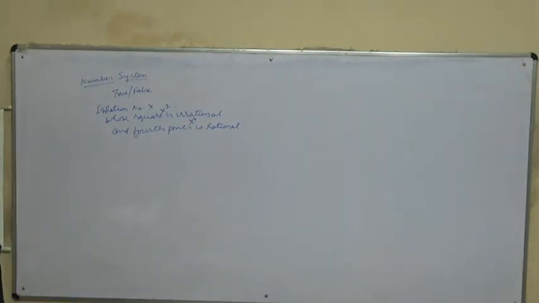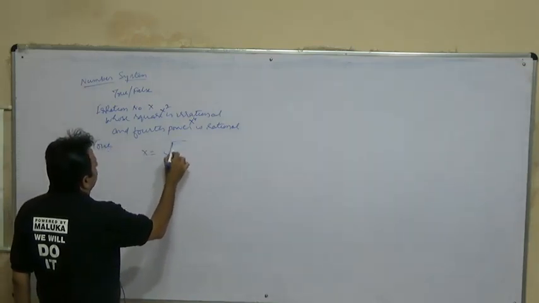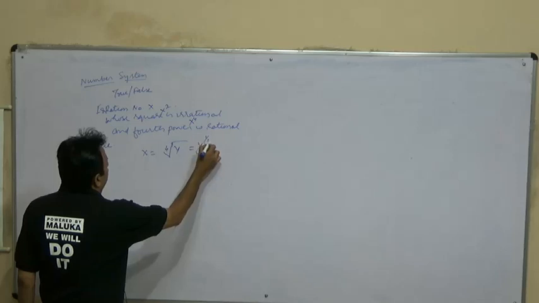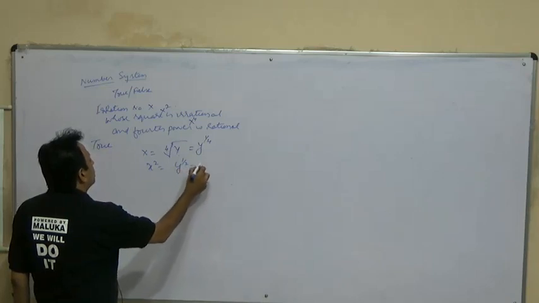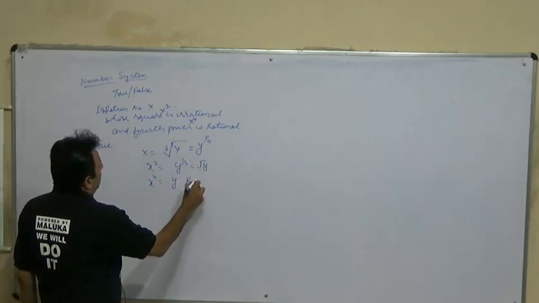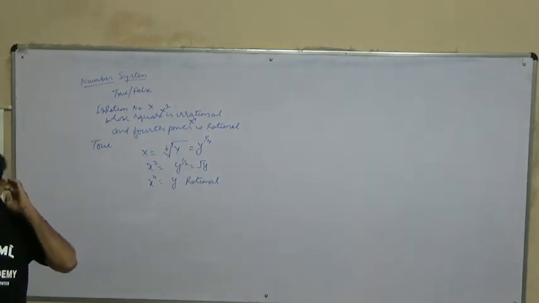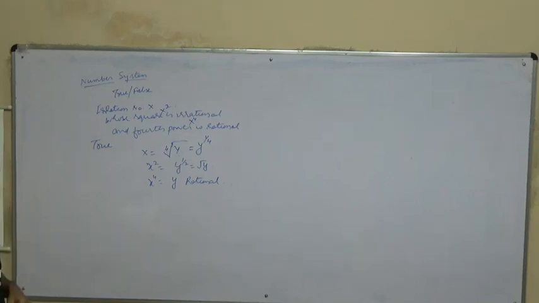So yes, there is a number, so this is true. Which is that number? Let x be the fourth root of y, that is y raised to power 1 by 4. What will be x square? Under root y, this is again irrational. Then x to the power 4 is y, which is rational. So this number y raised to power 1 by 4 is irrational, its square is irrational, but its fourth power is rational.